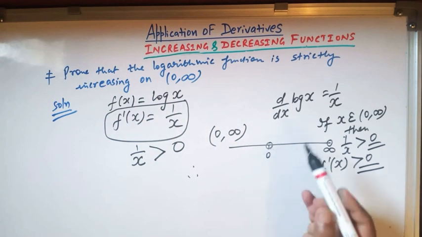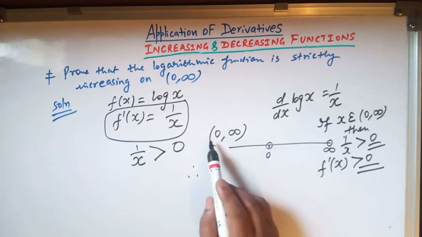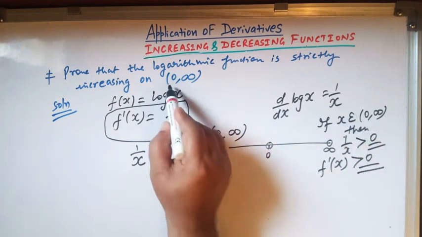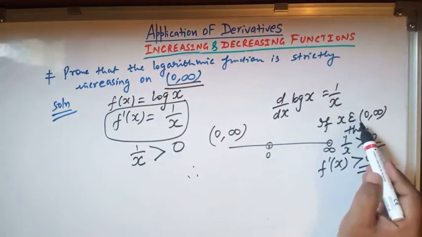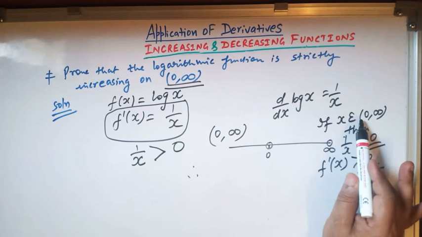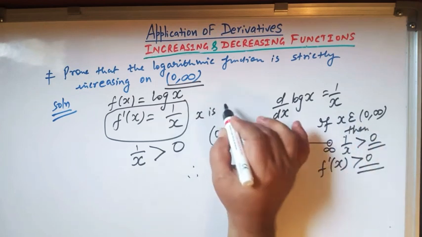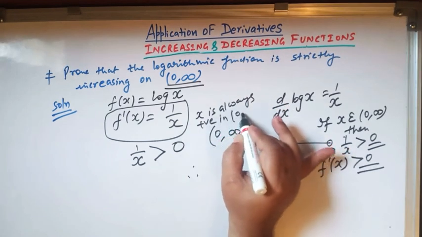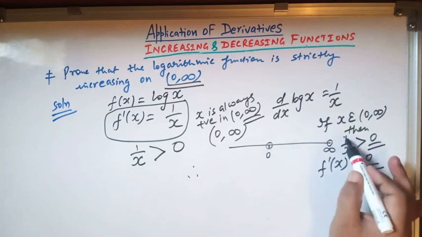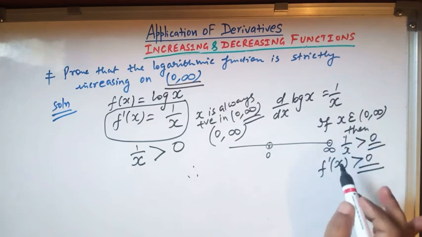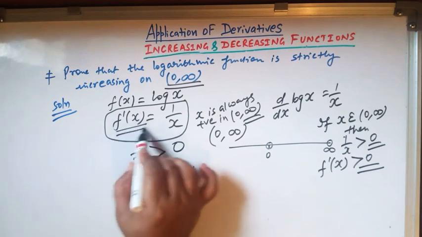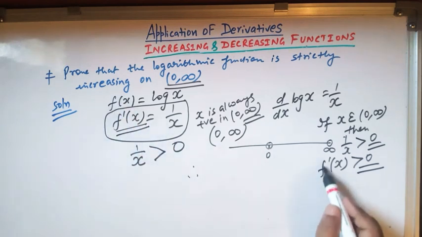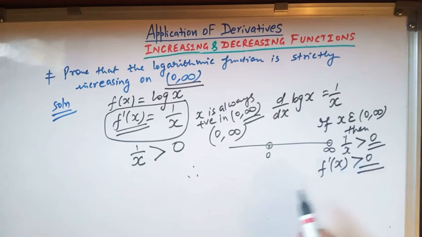Clear? Because if x belongs to this interval which is given here, then x is always positive. So x is always positive in the interval 0 to infinity. Therefore 1 over x is always positive, and 1 upon x is equal to the derivative of f. So the derivative of f is greater than 0, and this is the condition for a function to be increasing. Clear?